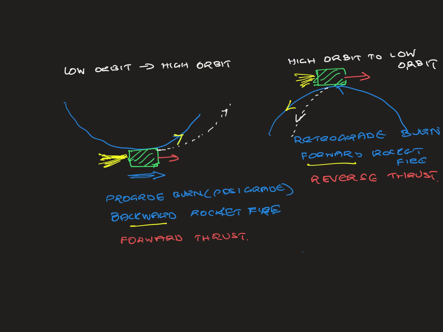That means that we have to apply backward thrust by firing forward rockets. So we need to be careful with the terminology, because for the backward thrust, we fire the rocket forward, which is in the direction of the orbit, so that it will slow down the velocity and it goes into a low orbit.